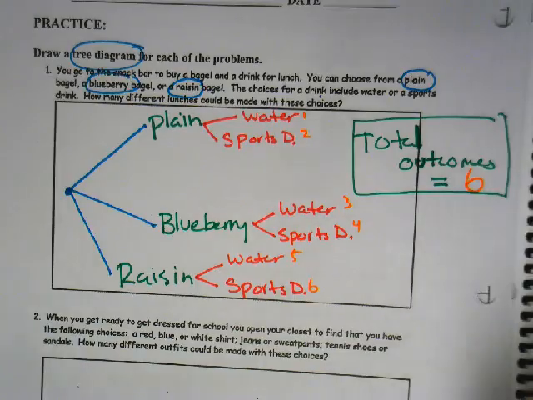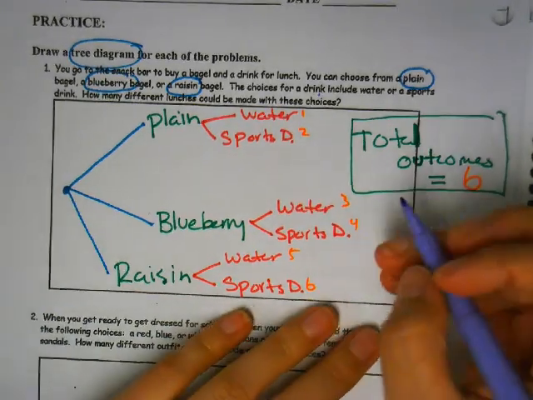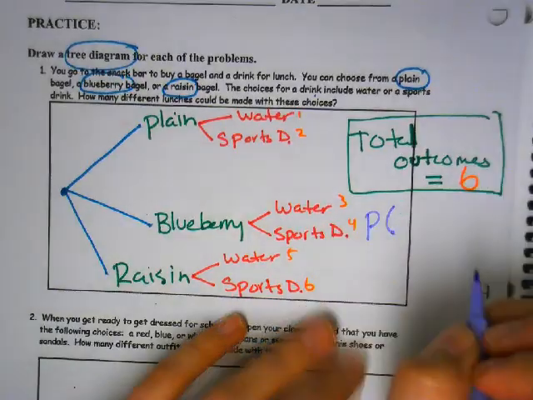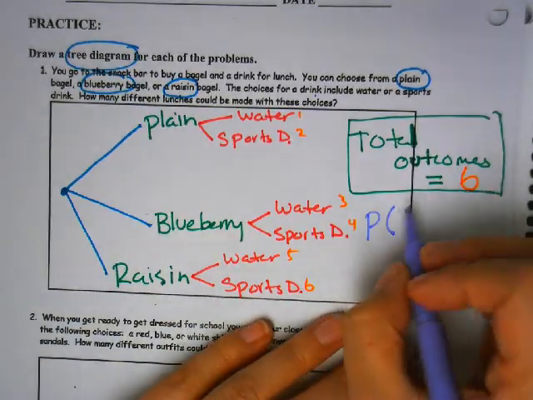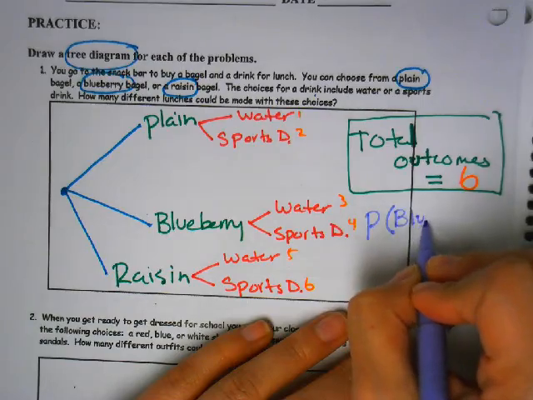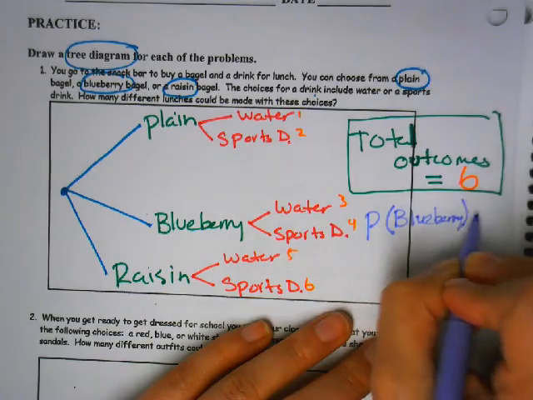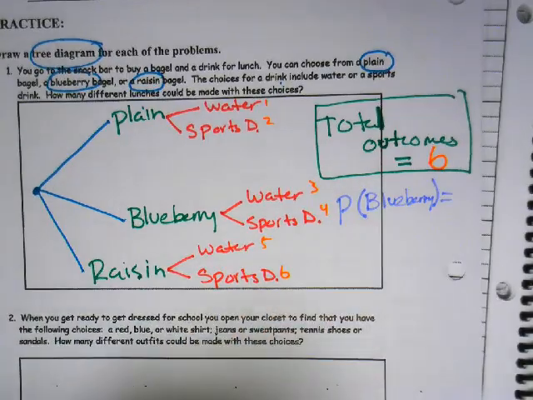I want to know, if I ask Neve what bagel she wants, she's not going to respond yet. I want to know what's the probability that she is going to tell me blueberry. So, how many times could there be a combination that includes blueberry? How many times is there a combination with blueberry?